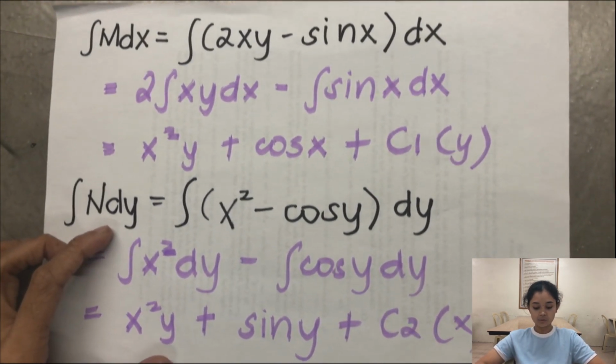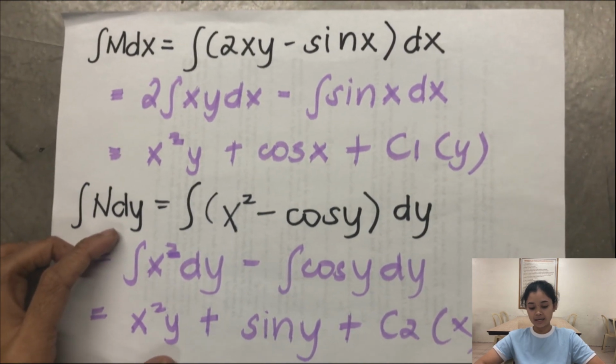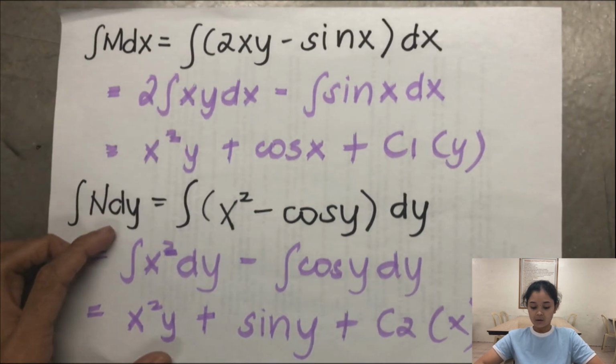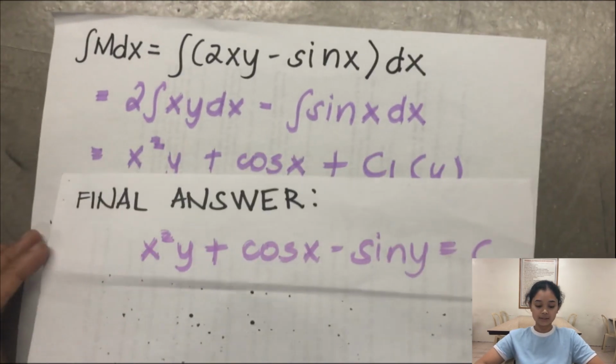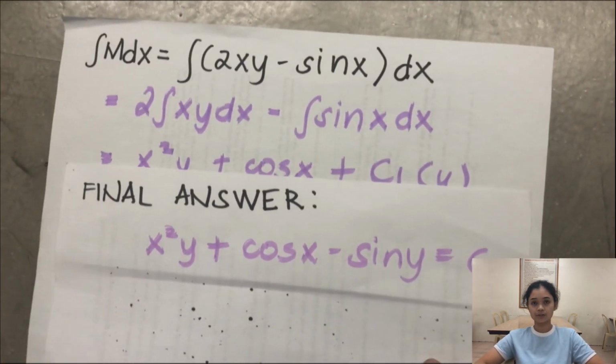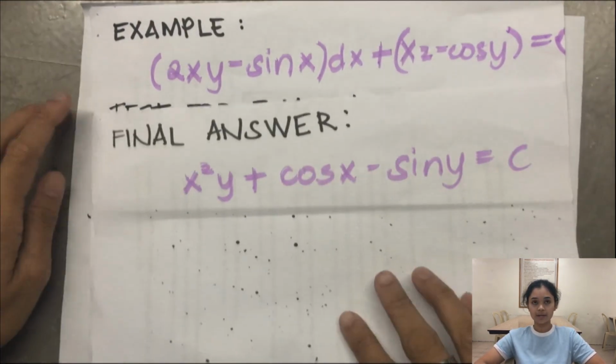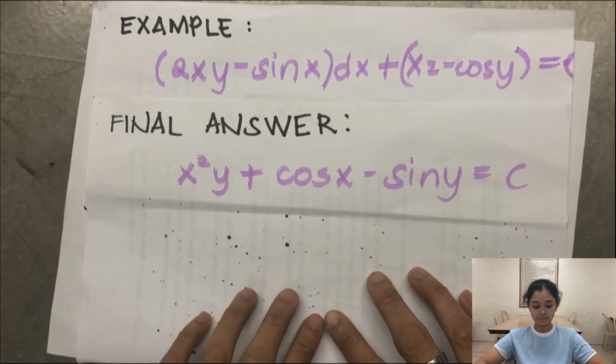Thus, the function u(x, y) is equal to x²y + cos x − sin y. So the solution of the differential equation is given by the implicit formula x²y + cos x − sin y = c.